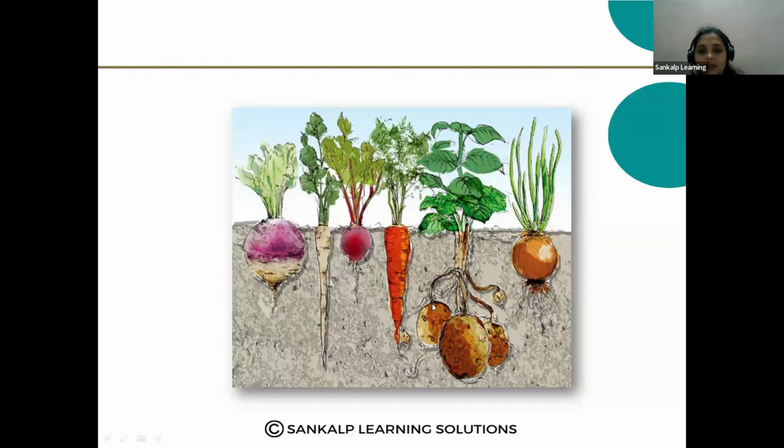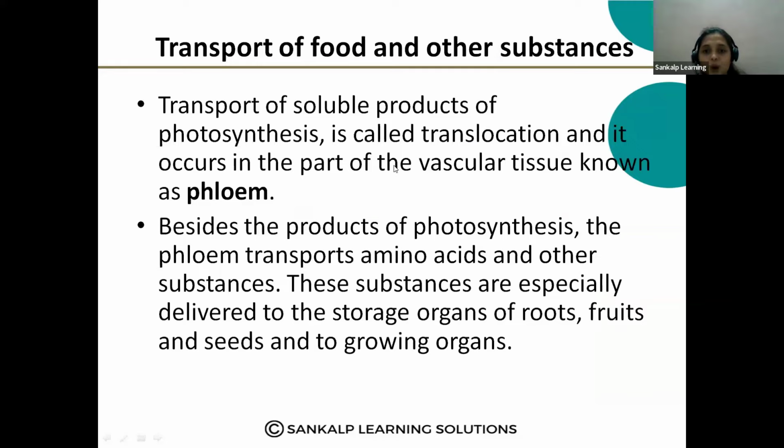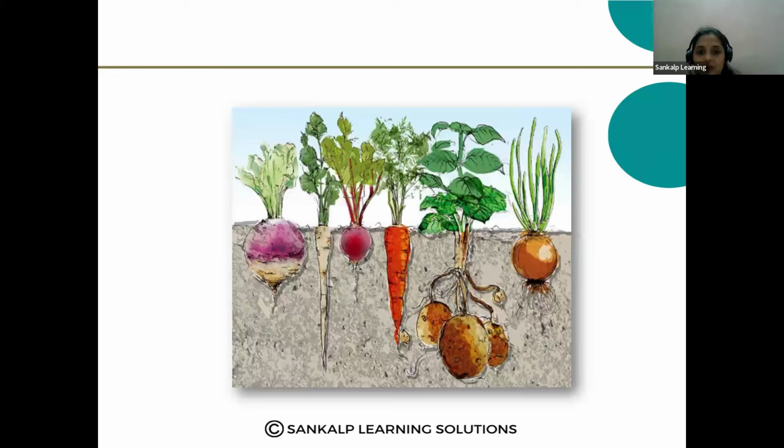So here the transport of the soluble products of photosynthesis is called translocation. What do you mean by translocation? That is the transport of the soluble products which are produced in the photosynthesis process. So phloem translocates these products and also transports the amino acids and other substances. Not only soluble products, some amino acids and other products are also transported by the phloem tissue.